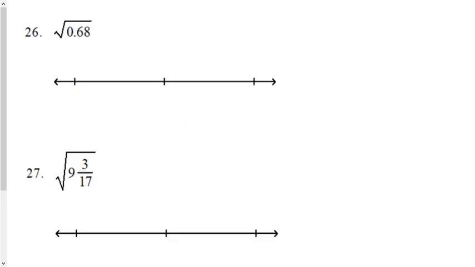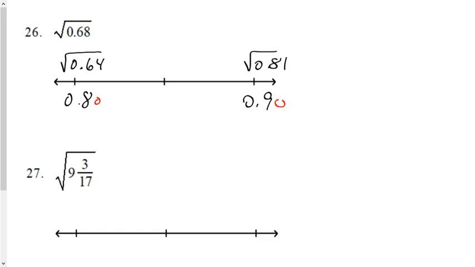Question 26, the square root of 68 hundredths. The two decimal perfect squares that you need to know are the square root of 0.64, which is 0.8, and the square root of 0.81, which is 0.9. So right now, I'm pretty sure it's between those two, but I'm going to add a 0 because Mr. McDonald said if you have two decimals that are close and you need to think about something between them, put an insignificant 0 down and think money.